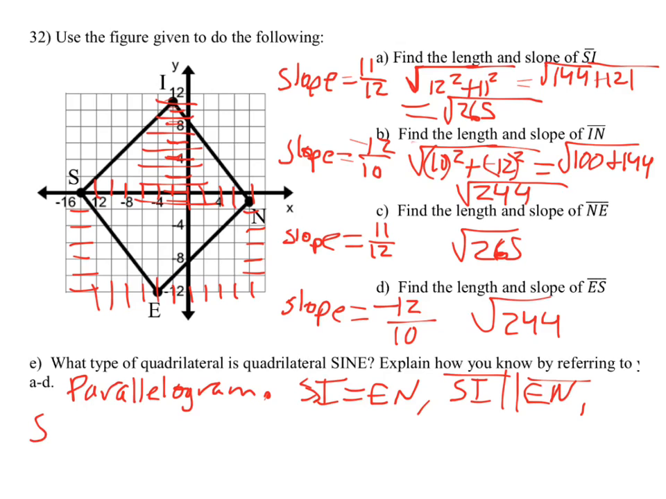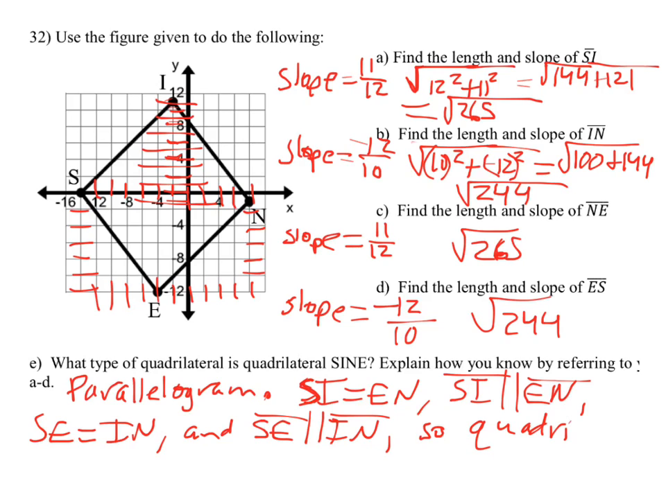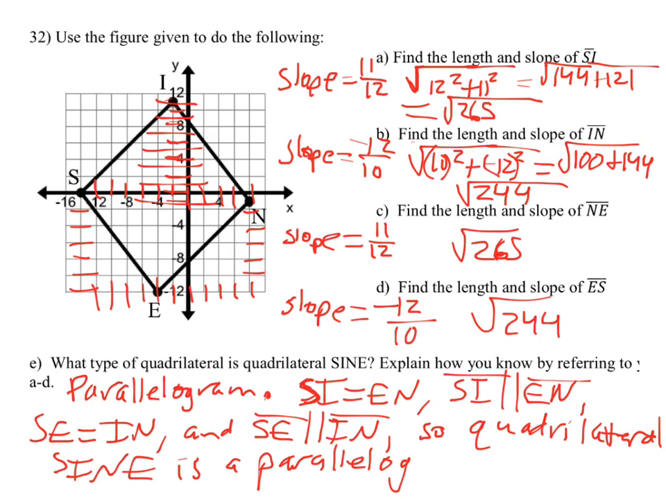And SE is the same distance as IN, and SE is parallel to IN. So quadrilateral SINE is a parallelogram. Parallelogram. You think I could spell it? Anyway, there you go.